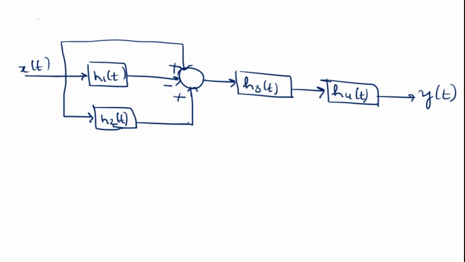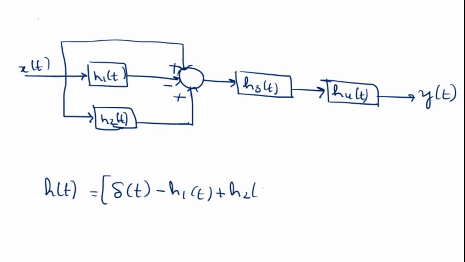We have to find out what is h of t. So h of t is equal to, here 1 is there, hence I have to write delta of t, and here minus symbol is there, hence I have to write minus h1 of t, here positive is there, plus h2 of t. This thing is multiplied with h3 of t, multiplied with h4 of t.